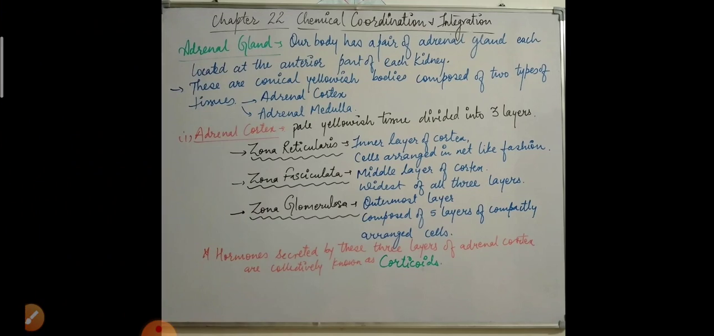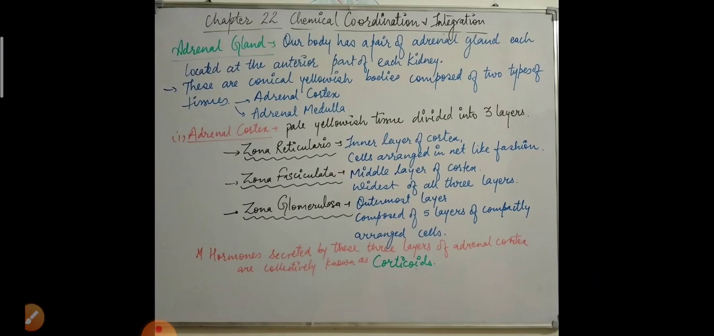Next we talk about the adrenal gland. As you know, this is a small cap-like structure present over the kidney and is responsible for secretion of two hormones, which we have normally studied in 10th standard, that is adrenaline and noradrenaline.